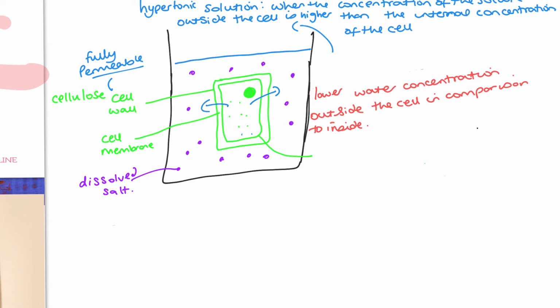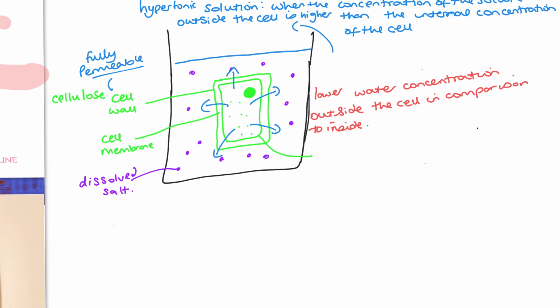The water is going to move by osmosis down its concentration gradient from the inside of the cell to the outside of the cell until it reaches equilibrium. However, the cell's not going to shrivel up in the same way as the animal cell did. What is going to happen? As water leaves the plant cell, the cell membrane will start to pull away from the cell wall.